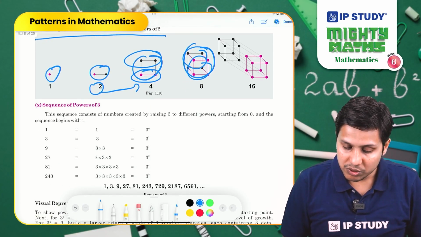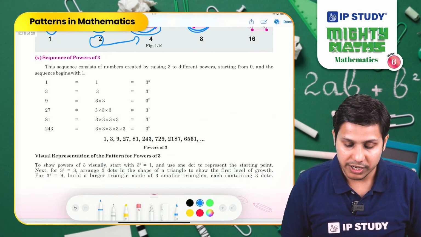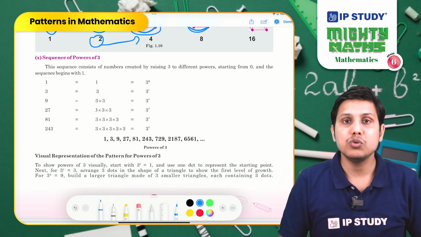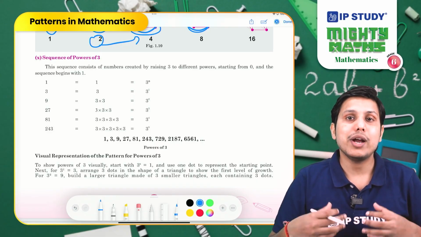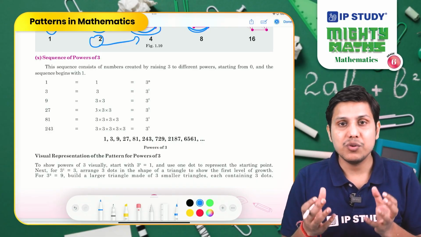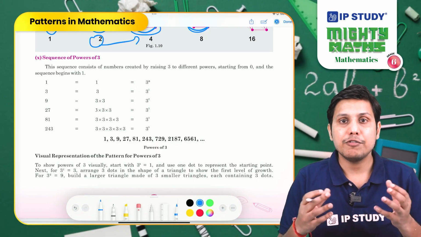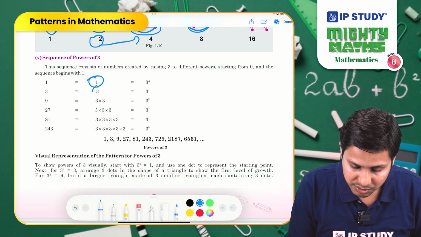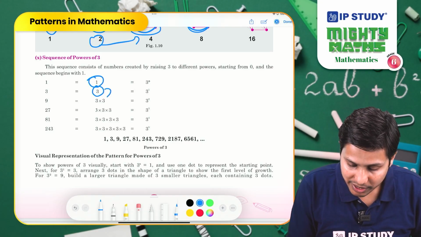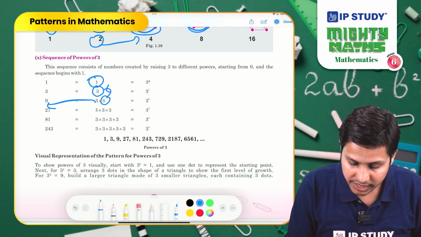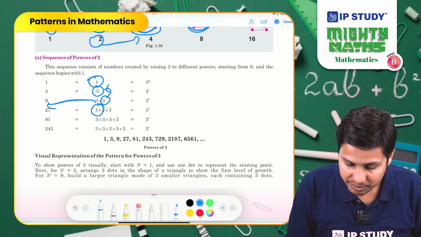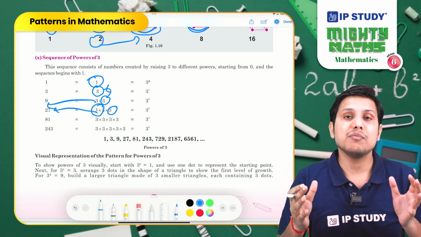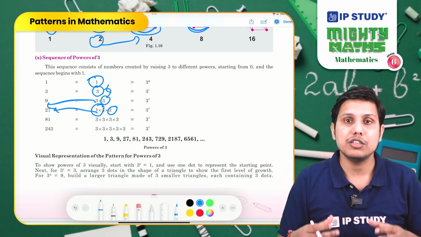Now moving to the sequence of powers of 3. Students, here what we have to do is use 3 instead of 2. It is quite similar to the sequence of powers of 2. Instead of 2 we use 3. Now here the first member is 1, then 1 is multiplied by 3 to get 3, then 3 is multiplied by 3 which becomes 9, then 9 multiplied by 3 is 27. So it is quite similar to the previous number sequence that we have already understood.